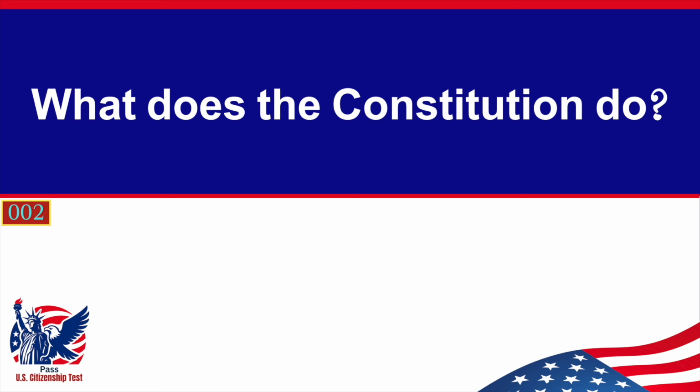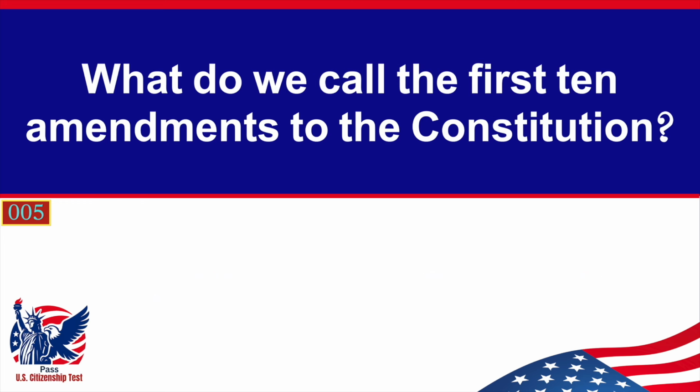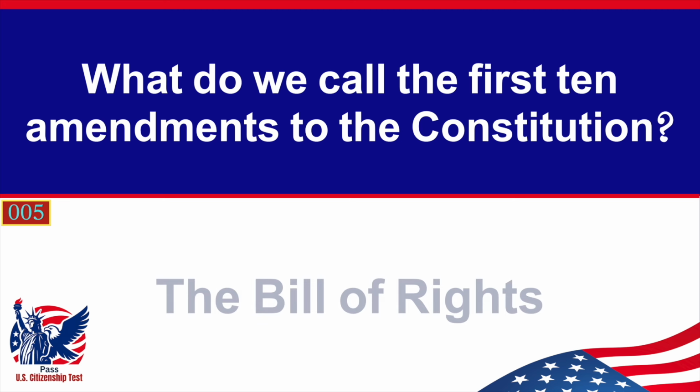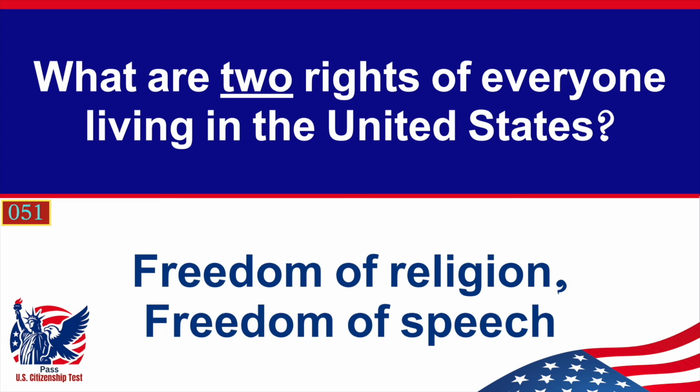What does the Constitution do? Sets up the government. What do we call the first 10 amendments to the Constitution? The Bill of Rights. What are two rights of everyone living in the United States? Freedom of speech. Freedom of religion.